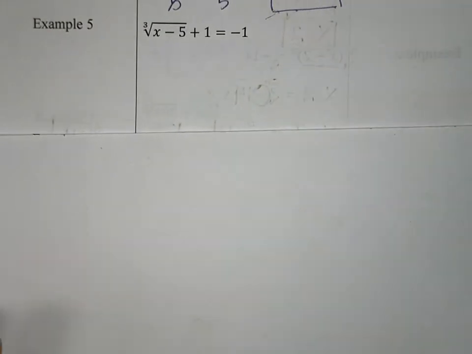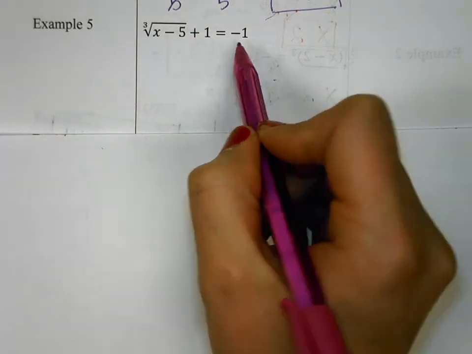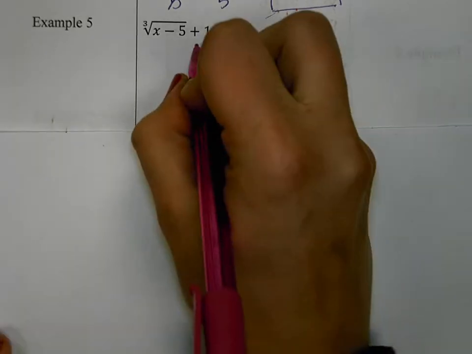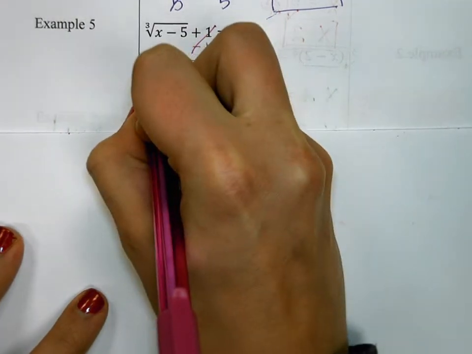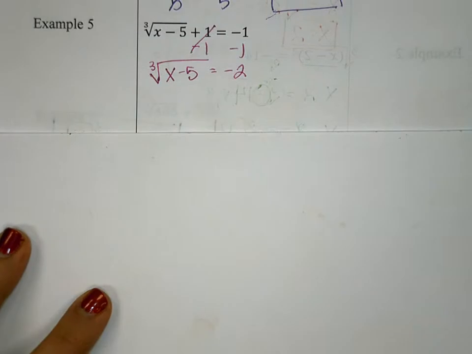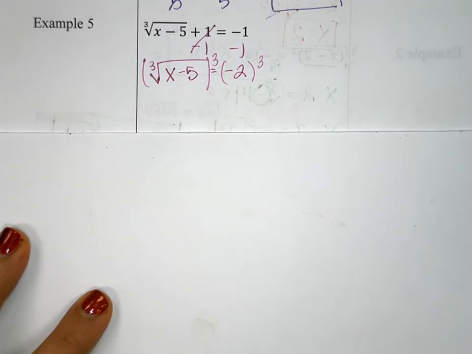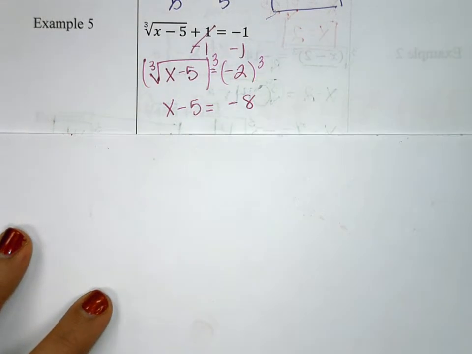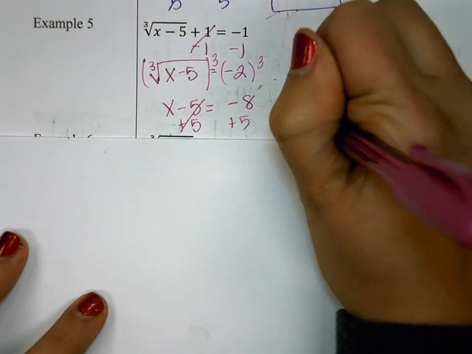Example 5, we have the cube root of x - 5, plus 1, equals -1. So what we want to do here is get the cube root by itself. So I need to subtract 1 from both sides. That's going to give me the cube root of x - 5 equals -2. And now the cube root is by itself. So I'm going to raise each side to the power of 3. So that's going to give me x - 5 equals -8. Add 5 to both sides, and I get x equals -3.